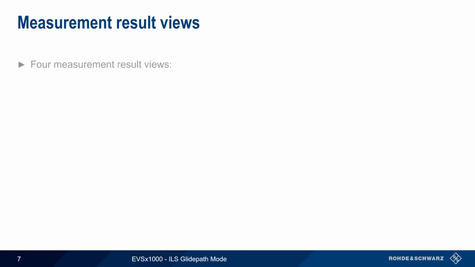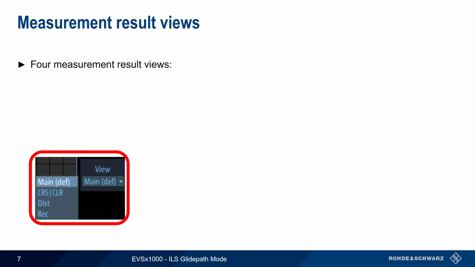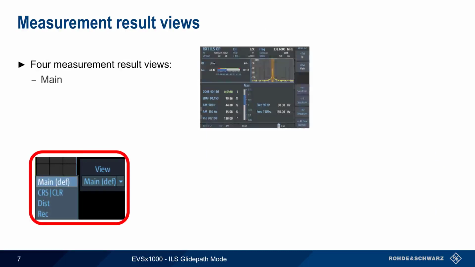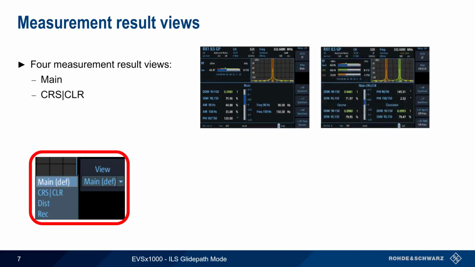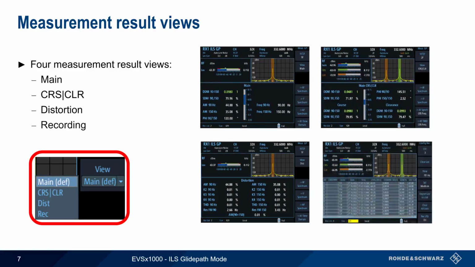ILS glide path measurements are divided into 4 different views on the EVS. These are main, course and clearance, distortion, and recording. We'll start by looking at the main analysis view.